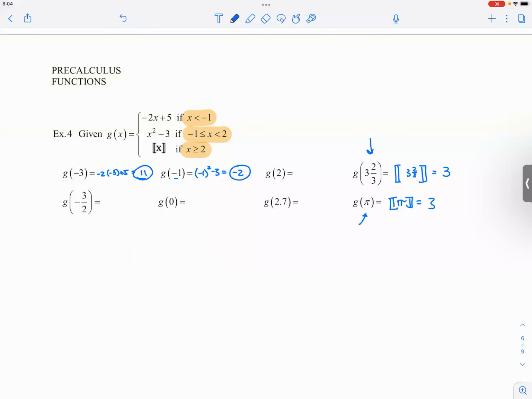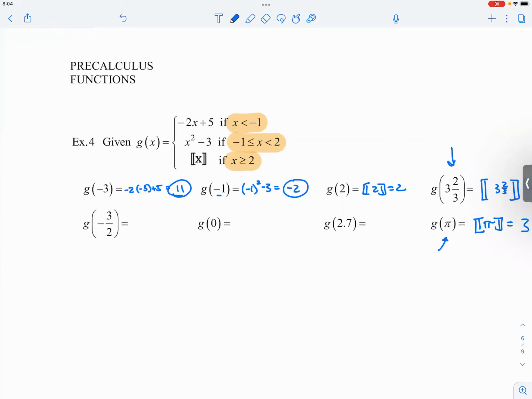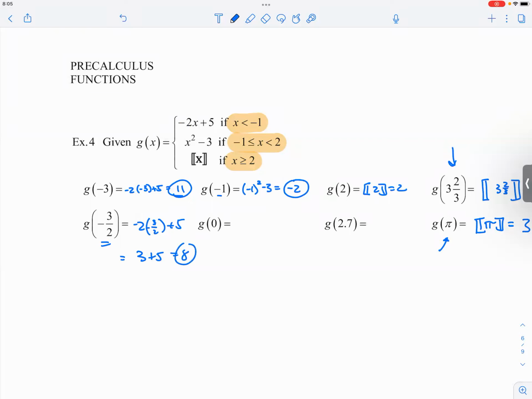All right, so G of 2. G of 2, we use the third piece, the step function piece. So that's going to give you 2 because x is greater than or equal to 2. G of -3/2, which is -1.5. So it's less than -1. So we're going to use the first piece. So -2 times -3/2 plus 5. So that gives you 3 plus 5. That is 8.